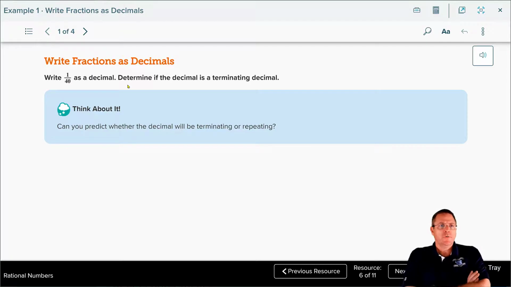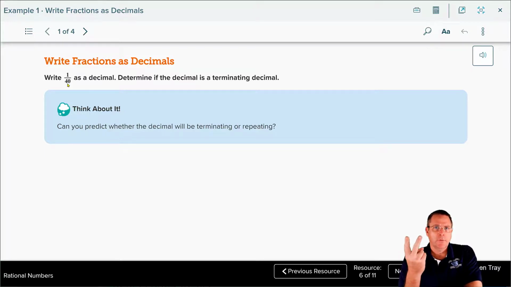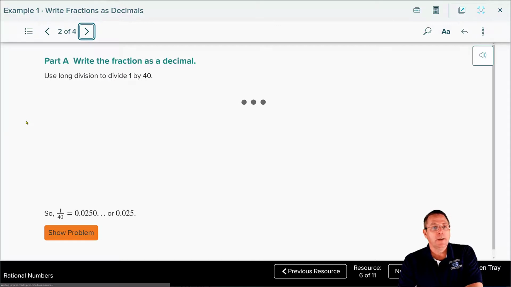Now your textbook wants you to write 1 over 40 as a decimal and determine whether or not the decimal is going to be a terminating decimal. So how are we going to do it? First off, can you predict whether it's going to be terminating or repeating? Well, think about 40 is the same thing as saying 2 times 2 times 2 times 5. So you got 3 2's and a 5. If all you have are 2's and 5's that multiply together to equal 40, then you know it's going to be a terminating decimal. And now we're going to take and prove it.